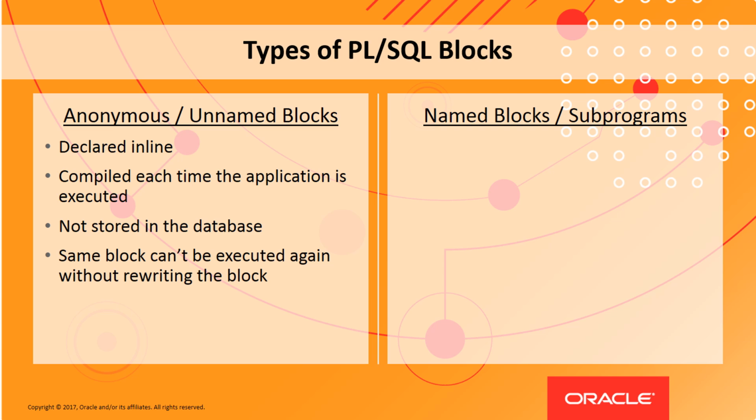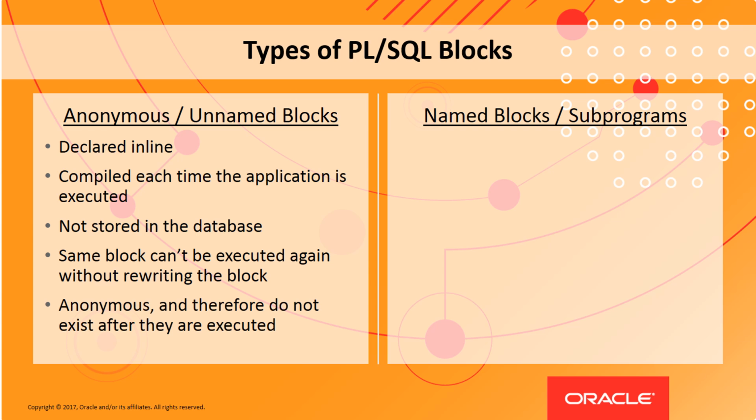If you want to execute the same block again, you have to rewrite the block. You cannot invoke or call the block that you wrote earlier because these blocks are anonymous and do not exist after they are executed.